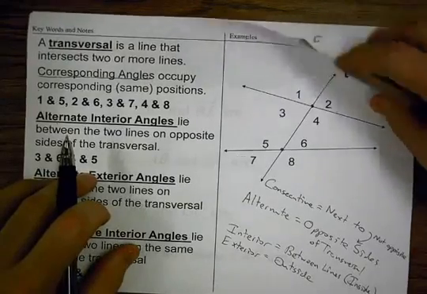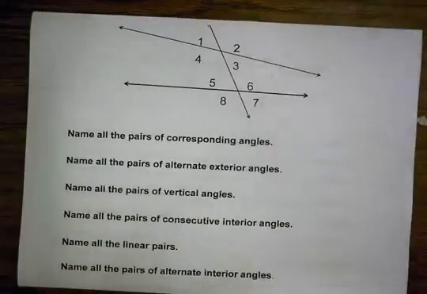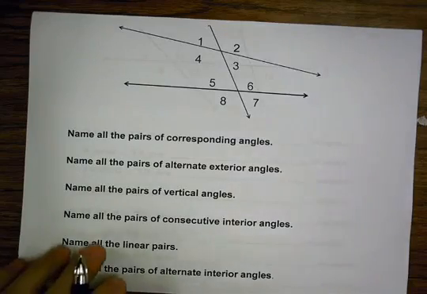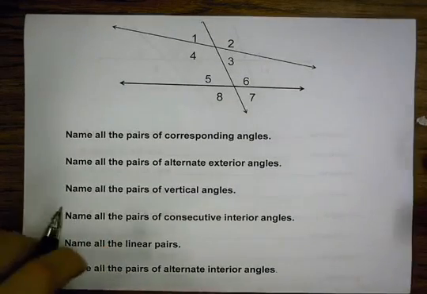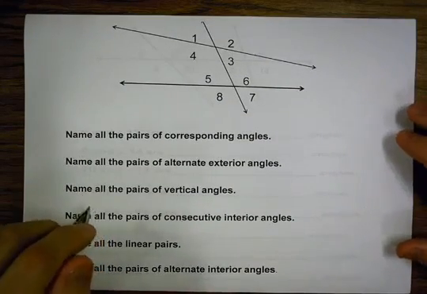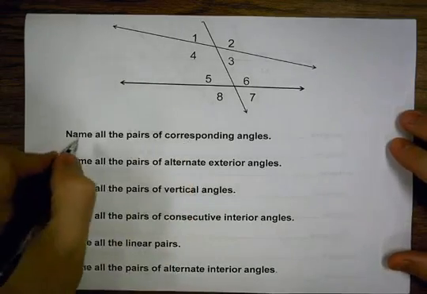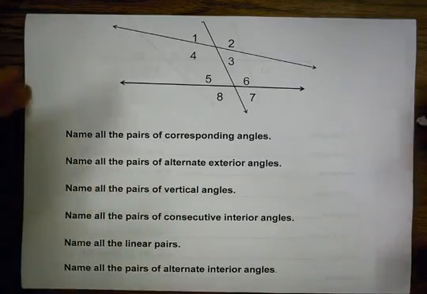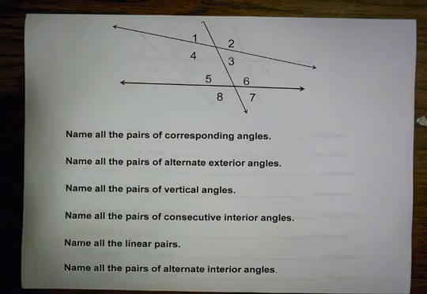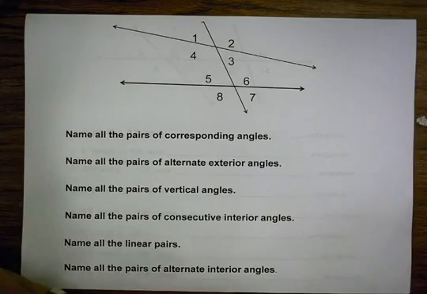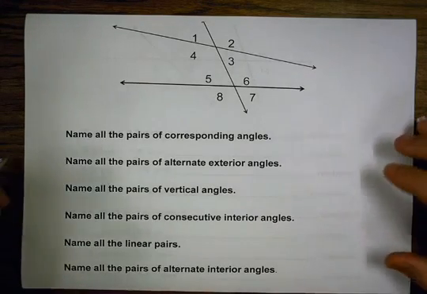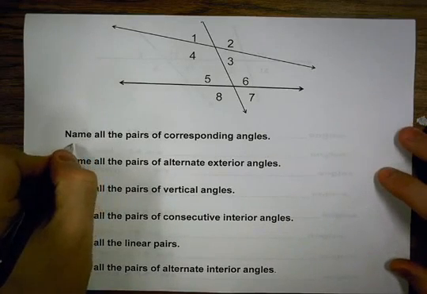So let's take those and start naming pairs. So we've defined them, now let's name what we have. Name all pairs of corresponding angles. Corresponding, we think same location. Now, before I start naming these off, this may be a good time. You pause it, you go through, try all of these, and then we'll see if we match as we go through them.